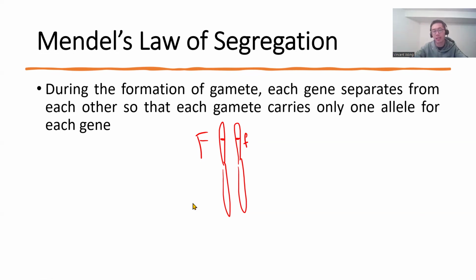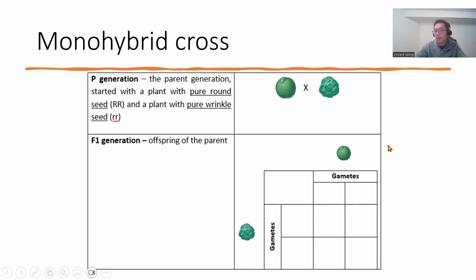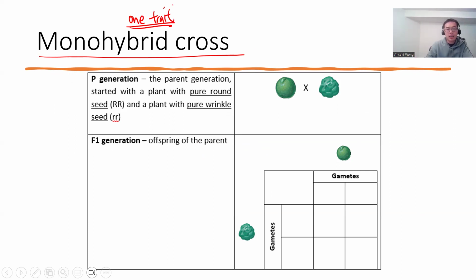So we're gonna do what's called a monohybrid cross. Monohybrid cross means we only look at one trait. We only study one trait at a time. So P is the parent generation, and he started with pure round seed. That's big R, and since it's specified as pure, we know it's homozygous. And pure wrinkle seed, that's little r.